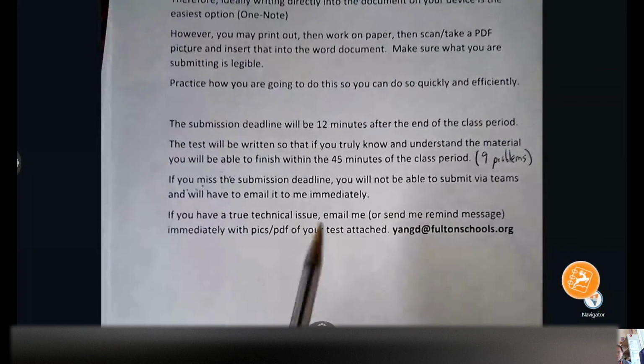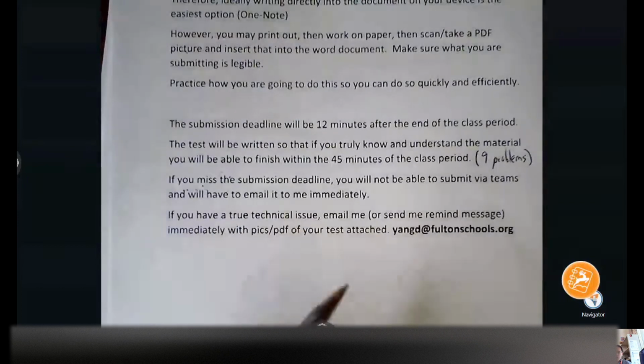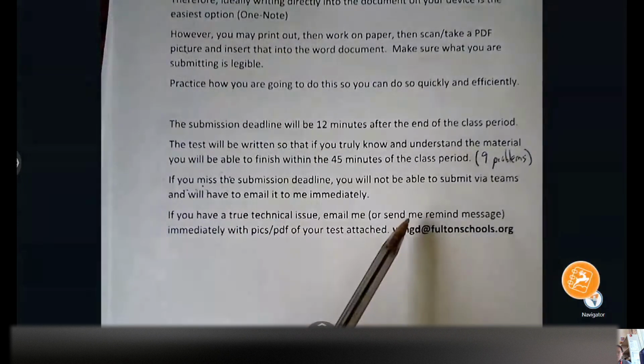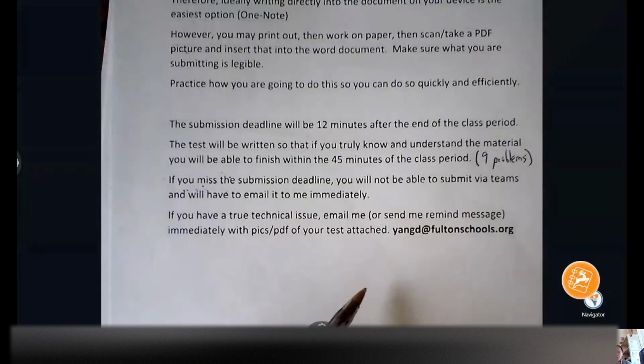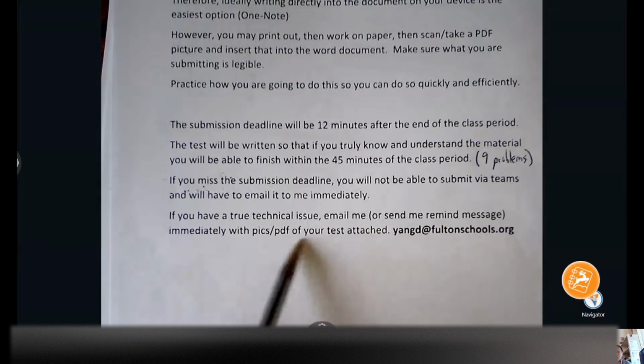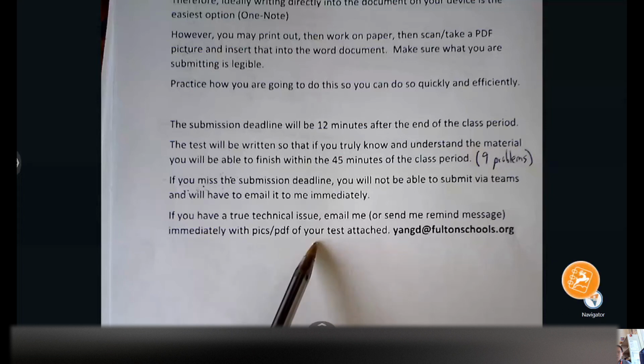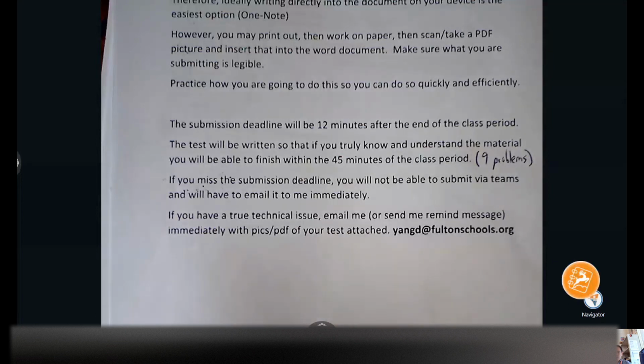If you have any technical issue, such as accessing it or getting into Teams, you can send me a Remind message, or you can just go ahead and email me your question. Or you can email me your attachment of your Word document, or if you can't do it, then do a PDF file.